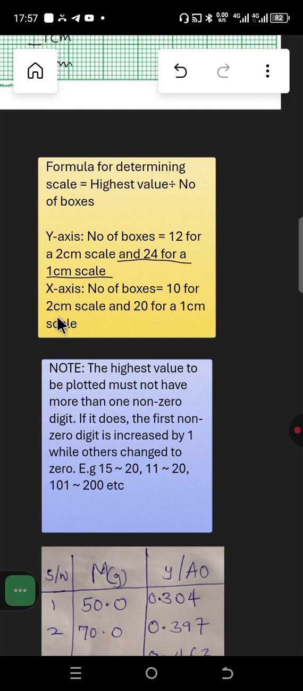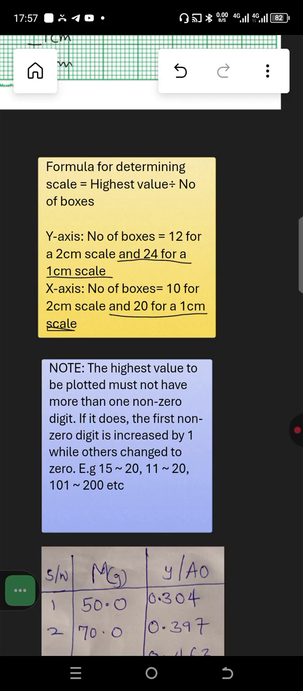Now for your x-axis, the number of boxes you are going to be having is 10 for 2 centimeters and 20 for 1 centimeter. Again, we are not paying attention to the 1 centimeter, so we are just going to ignore this aspect of it. So that typically means that in this class, we are paying attention to 12 boxes for 2 centimeters on the y and 10 boxes for 2 centimeters on the x.